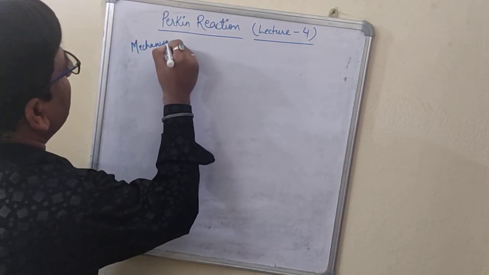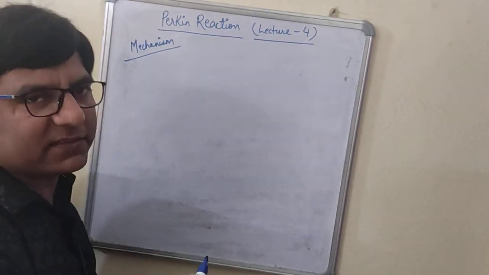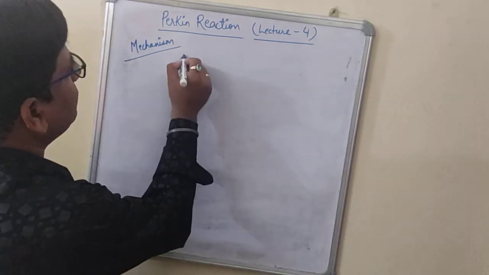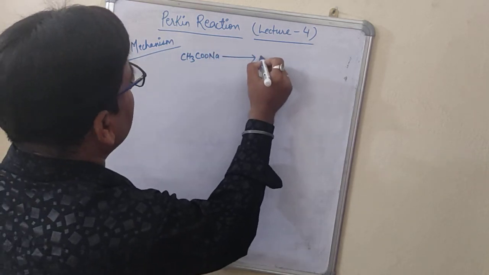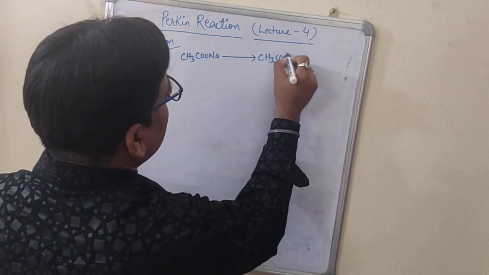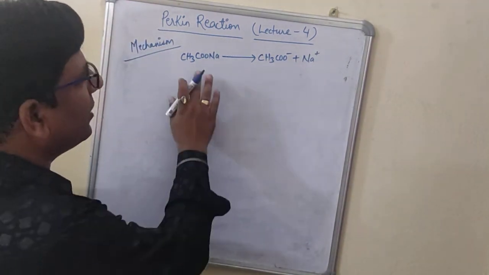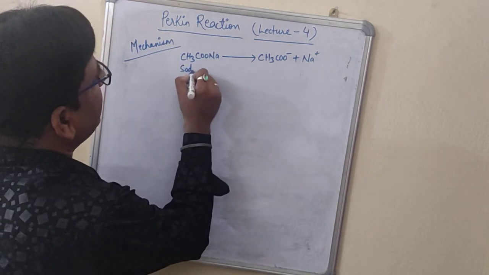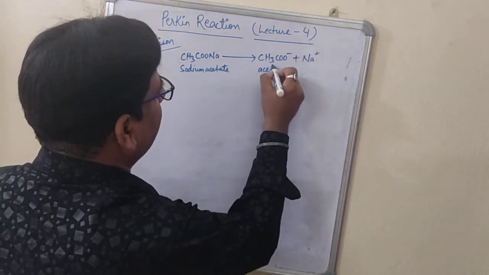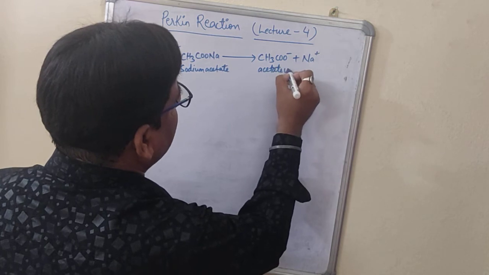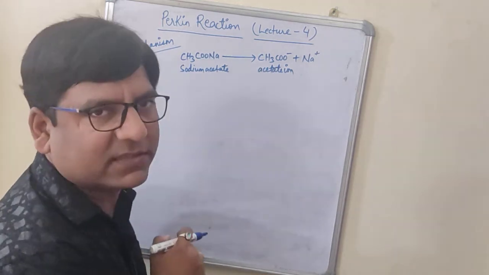Now, when we are writing the mechanism, in step number 1 you have taken a base, that is sodium acetate, CH3COONa. This will break into acetate ion plus Na plus. So this is the first step, where you have dissociated the sodium acetate. This is sodium acetate, and this is the acetate ion you are getting.